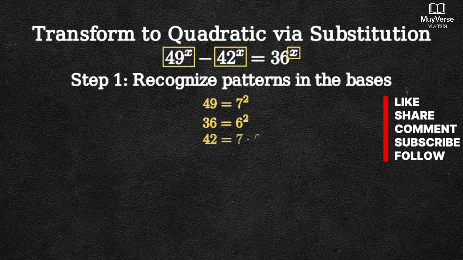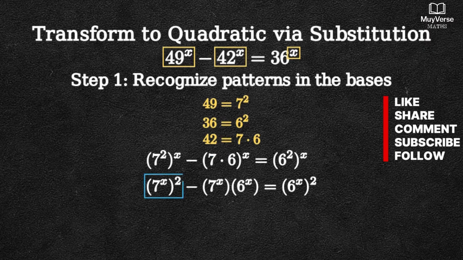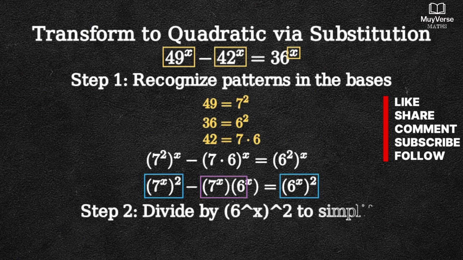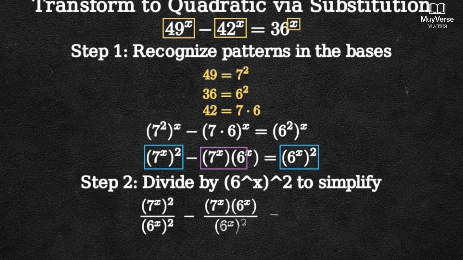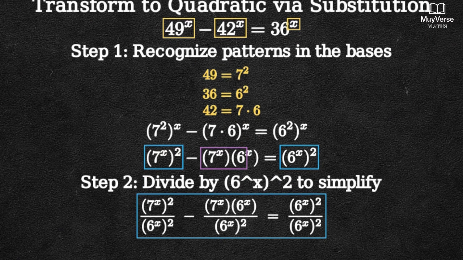49 is 7 squared, 36 is 6 squared, and 42 is 7 times 6. Rewrite the equation using those factorizations, and then use exponent rules. Step 2. Divide every term by (6^x)^2. This keeps the equation balanced and prepares it for substitution.